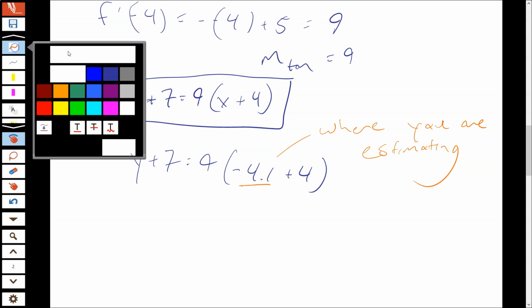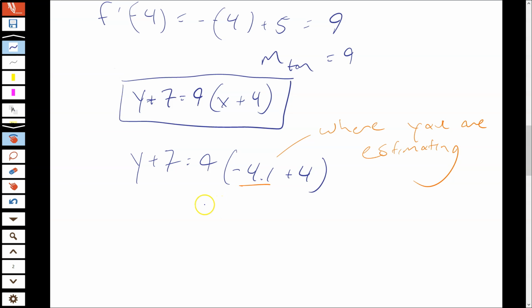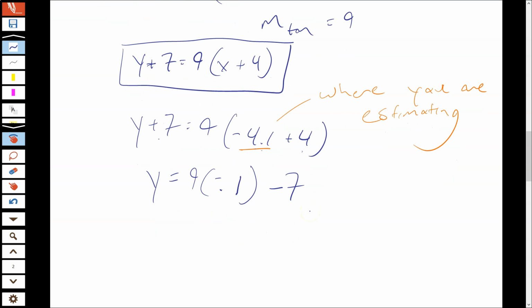And then I'm just going to simplify. And the easiest way to do this is actually to isolate y, because that's what we're trying to find here. So I'm going to subtract 7 on both sides first. And these guys combine to 0.1, negative 0.1, right? And then minus 7 is what I get. That simplifies to negative 0.9 minus 7, which gives me negative 7.9. Okay?